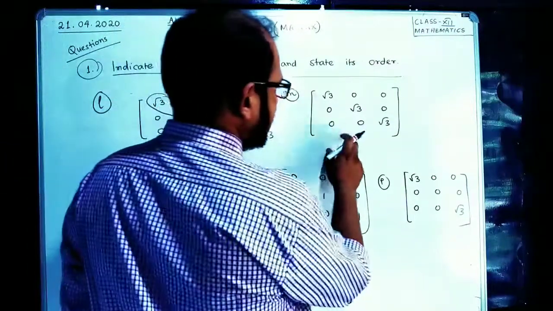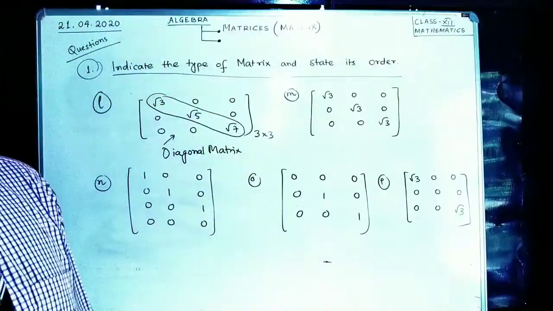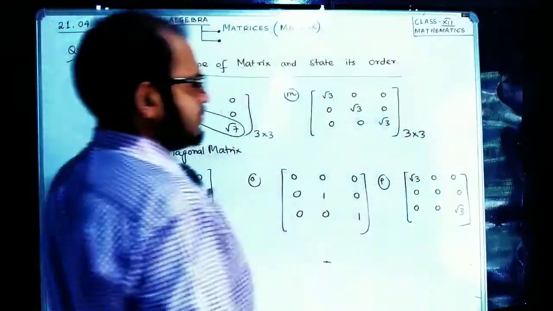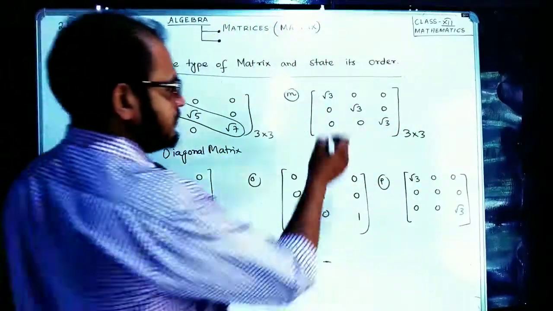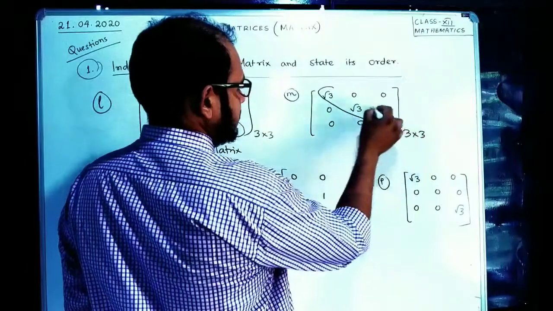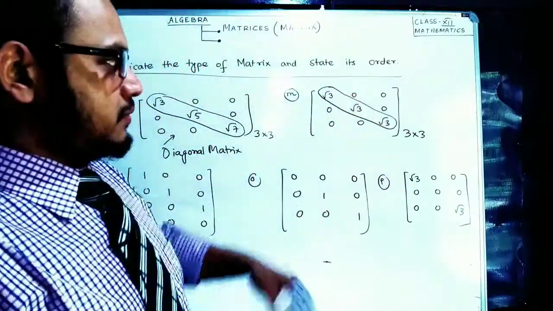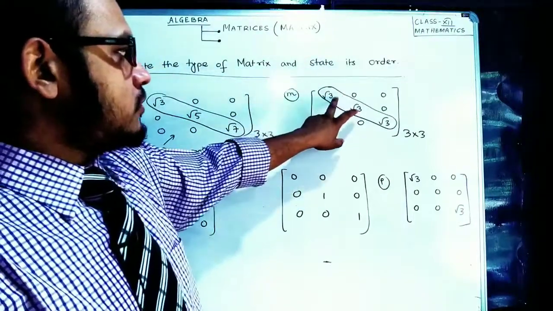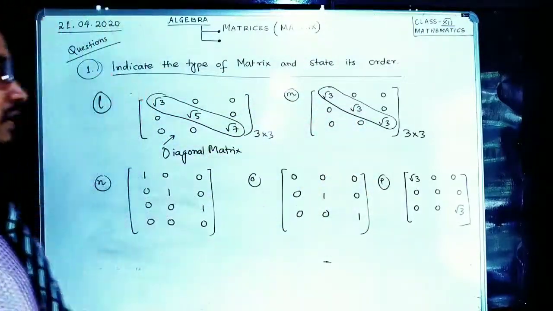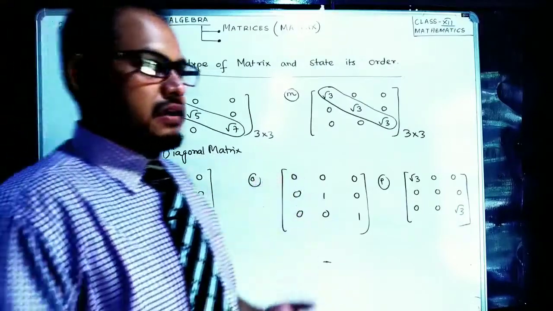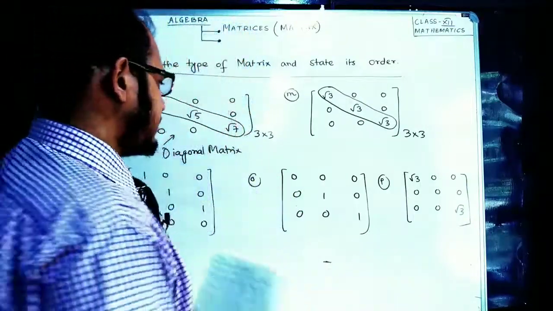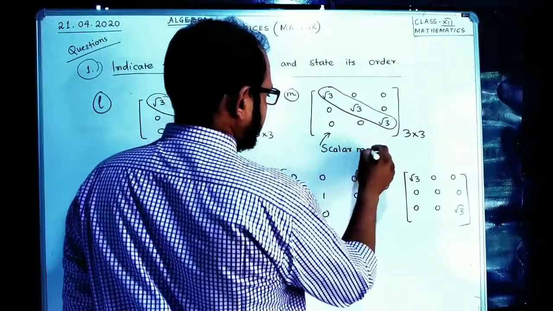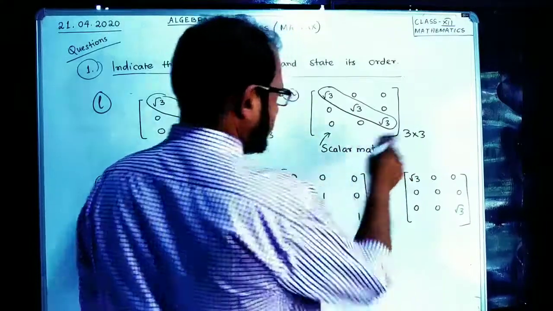What about this one? A square matrix, first of all, of order 3 by 3. So every square matrix has a diagonal, and we see that the diagonal elements are present and the off diagonal elements are 0, so diagonal matrix is fine. What about all the elements being the same? Yes, all the elements are the same, so it's a special type of diagonal matrix. We call it a scalar matrix. So we will say this is a scalar matrix of order 3 by 3.